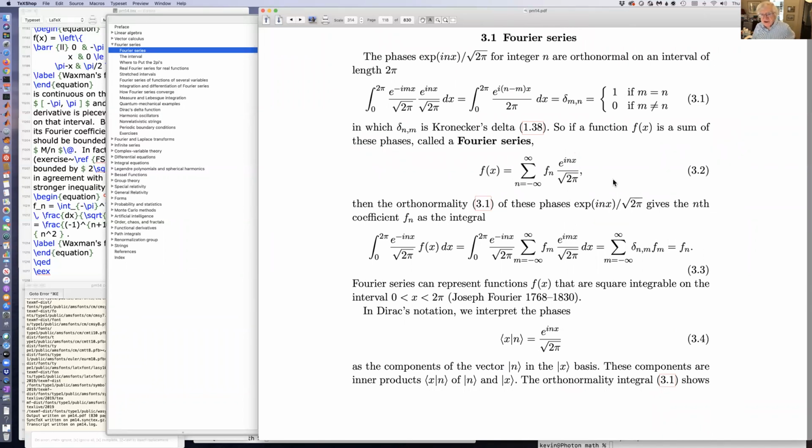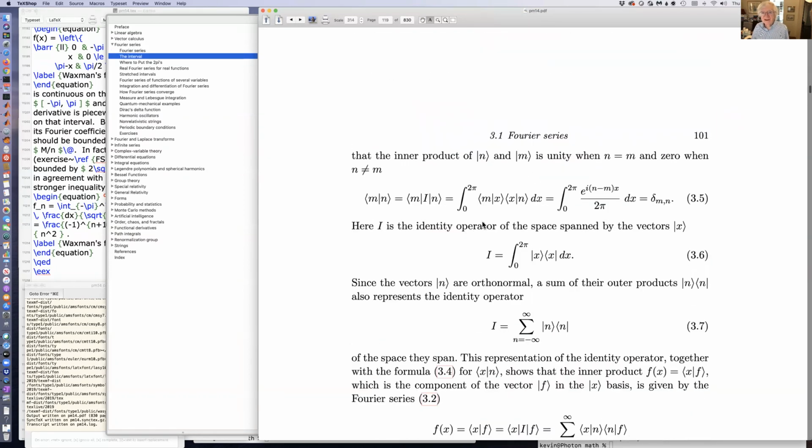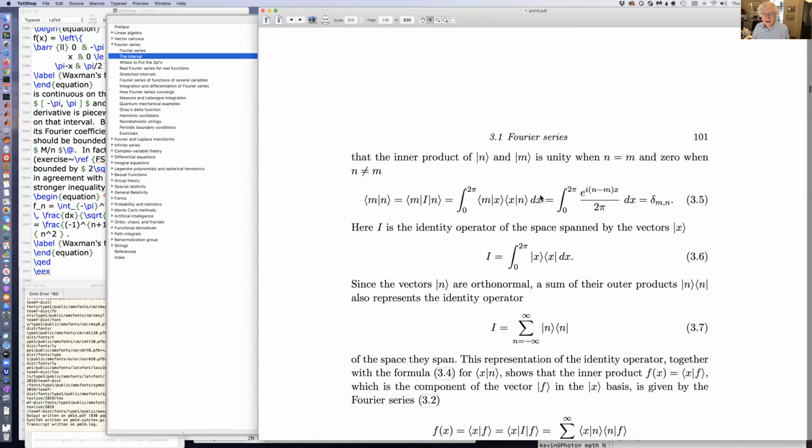So the Fourier series, as I said, if you have a square integrable function, then you can expand it quite accurately as an infinite sum with coefficients. The coefficients are given by these integrals, and these phase factors are orthonormal, in fact. So as I said, you can now interpret that in Dirac notation this way.